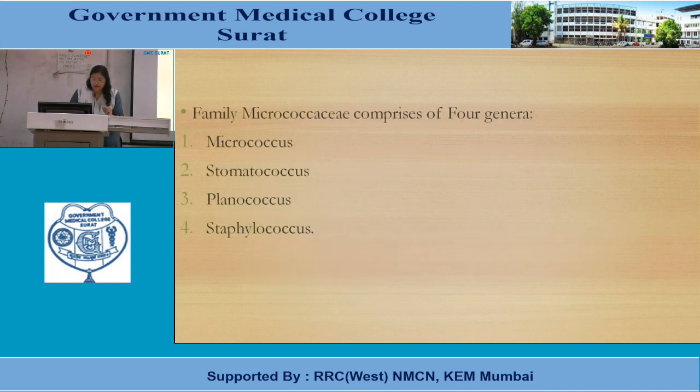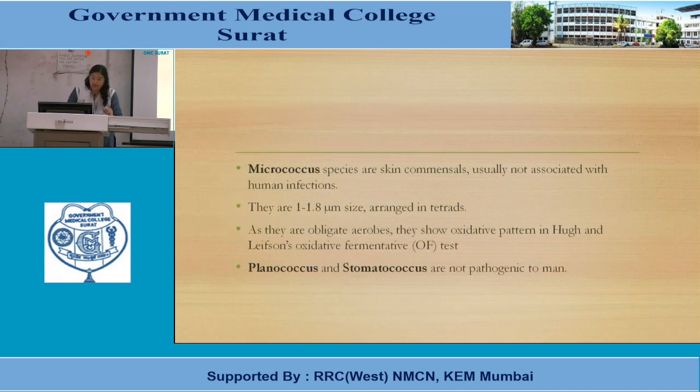Family Micrococcus comprises of 4 genera: Micrococcus, Stomatococcus, Planococcus, and Staphylococcus. The Micrococcus species are skin commensals, usually not associated with human infections. They are 1 to 1.8 micron in size. They are arranged in tetrads. As they are obligate aerobes, they show oxidative pattern in oxidative fermentation test, that is Hugh and Leifson's test. The Planococcus and Stomatococcus again are not pathogenic to man.